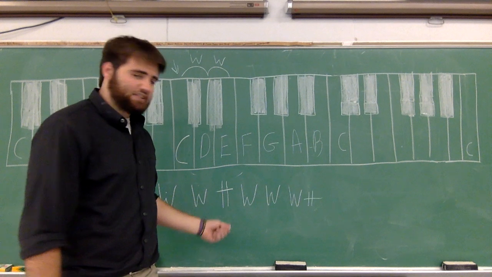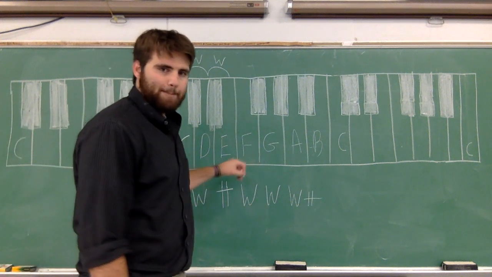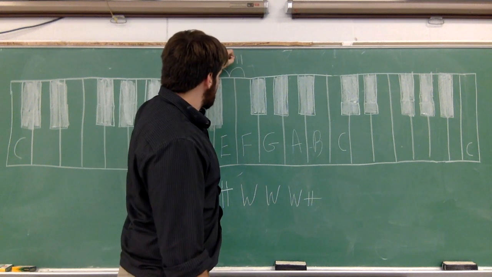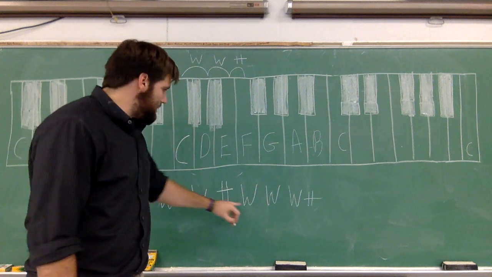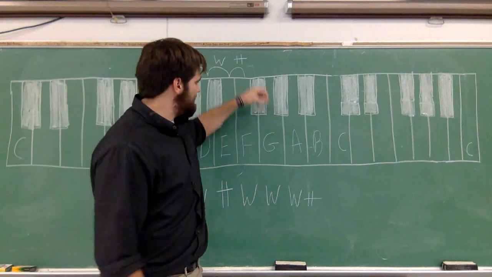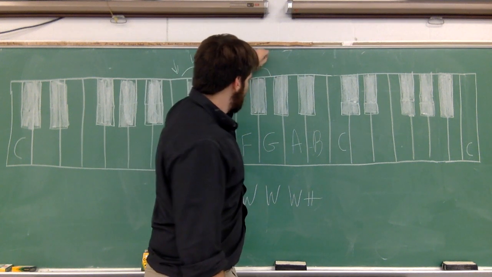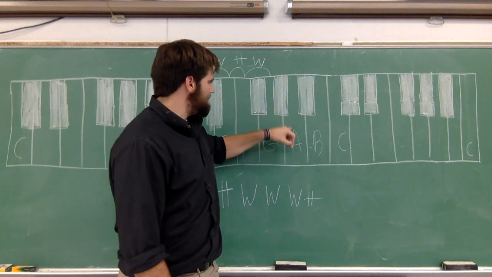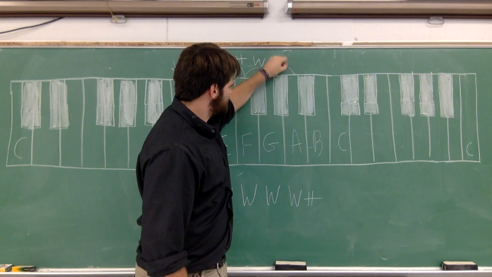Now we have a half step. Look at that, boom, bam, right there. E to F, there's your half step. Keep going along. Now we have another whole step. Bam, bam. Whole step. Another whole step. Bam, bam. Whole step.